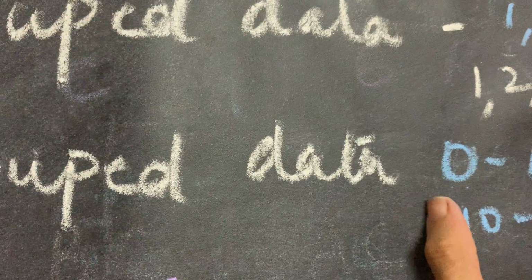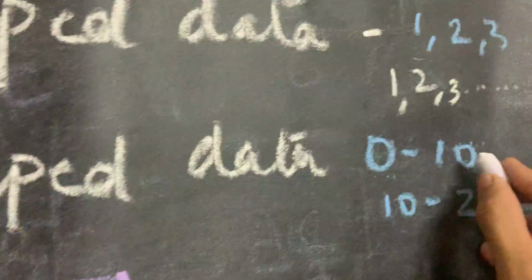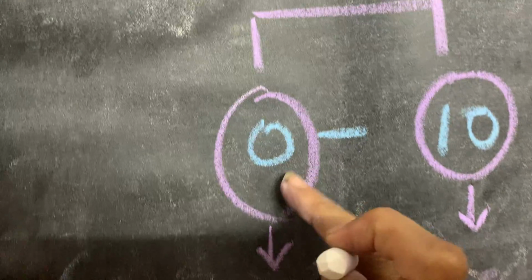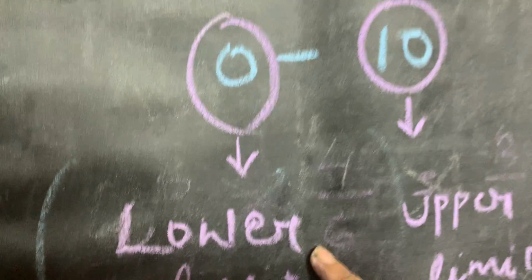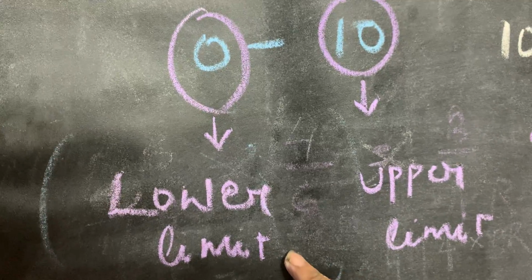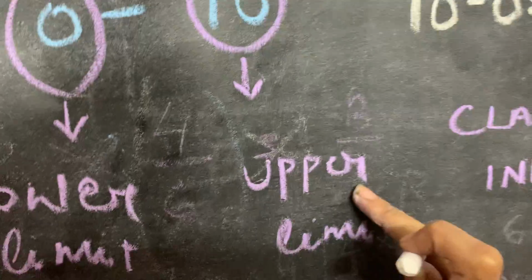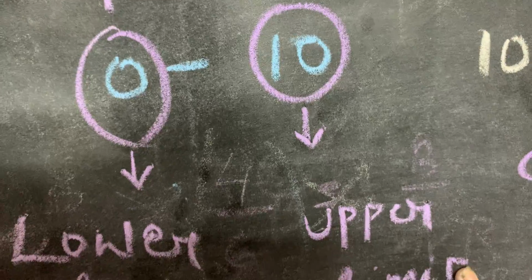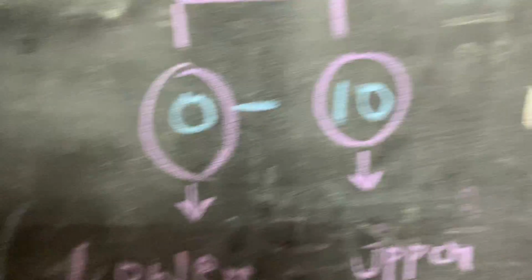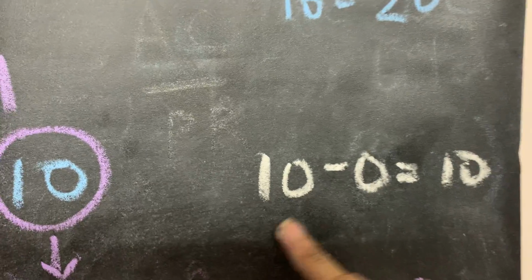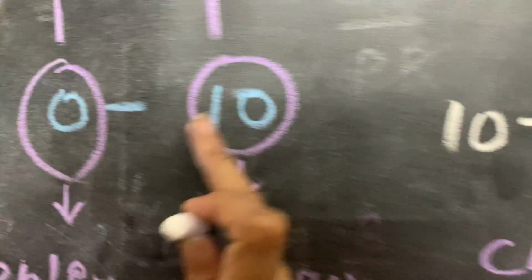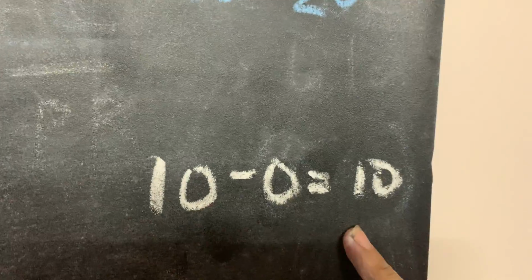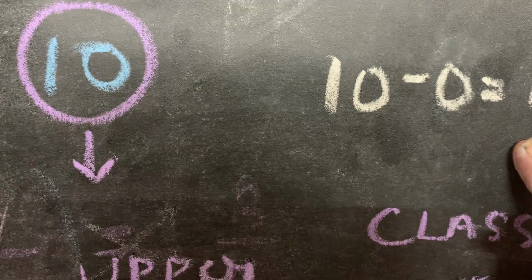In grouped data, let me explain. Suppose I take the first interval, that is 0 to 10. In 0 to 10, 0 is your lower limit and 10 is your upper limit. And the difference between the upper limit and the lower limit will give you the class interval. So here 10 minus 0 is 10, and 10 is the class interval.